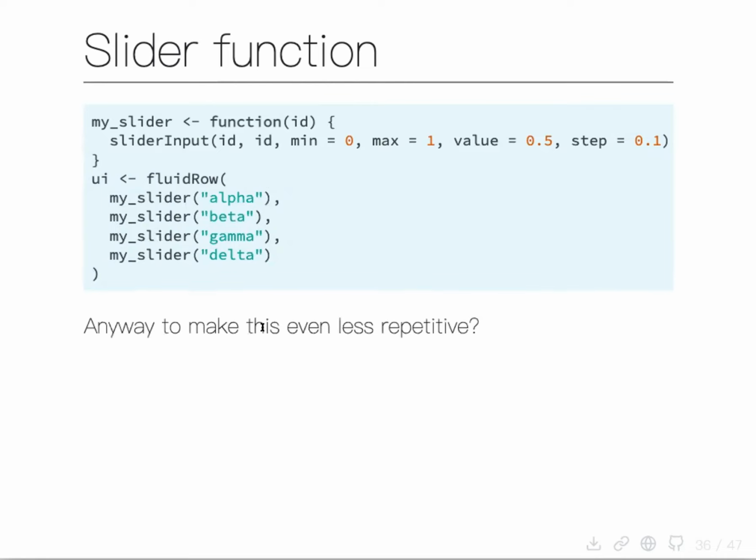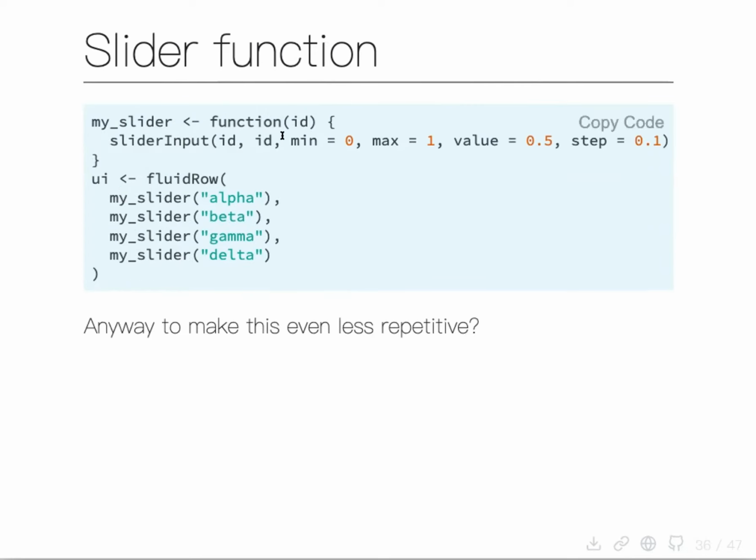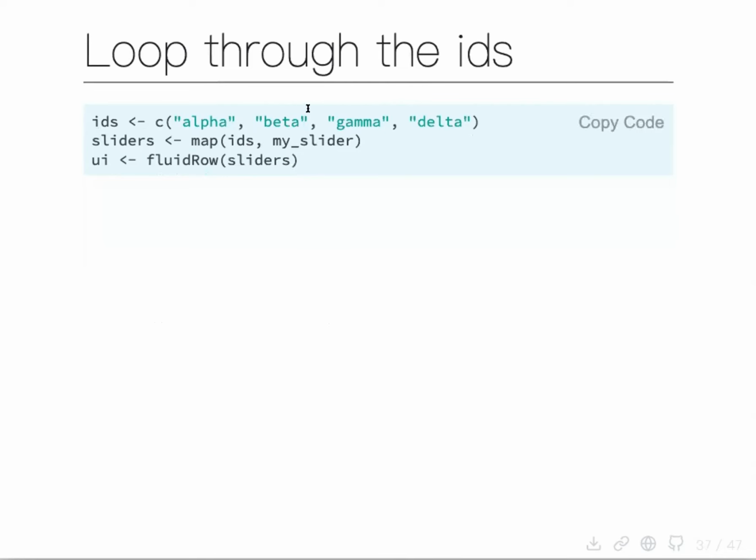So that's less repetitive. But as Chris mentioned, we could also loop through those. So now we can just create an IDs object, which is alpha, beta, gamma, delta. And then we map through the IDs and use my slider. And then when we call the UI, we just say fluid row on the sliders. That'll give you four sliders that all have this same body, and the ID and the label are going to change according to these things.